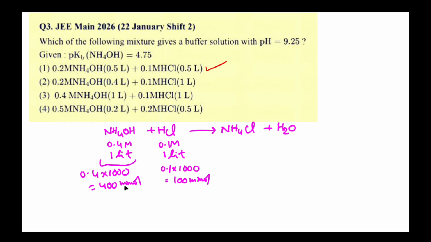So here 400 millimoles of NH4OH treated with 100 millimoles of HCl gives 100 millimoles of NH4Cl, because HCl is the limiting reagent. So how much limiting reagent is there? The same amount of product will form.